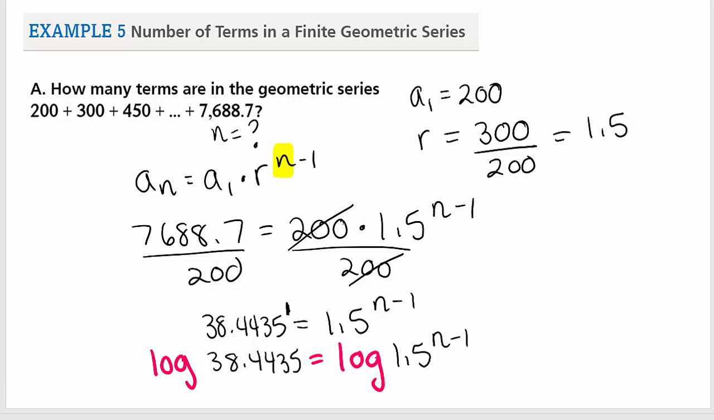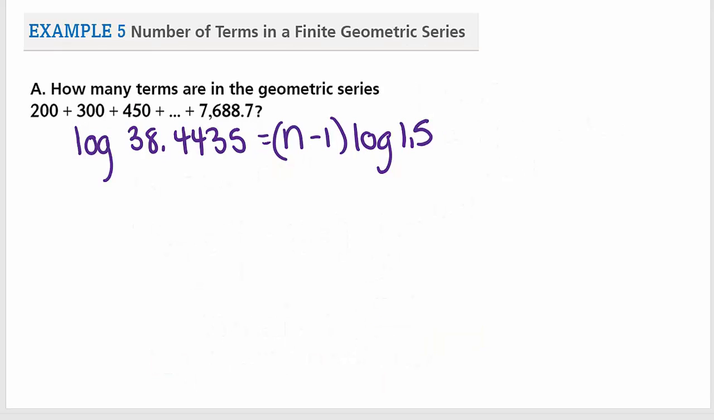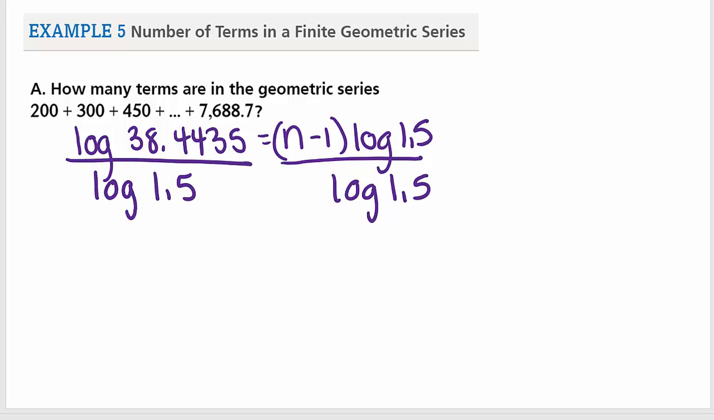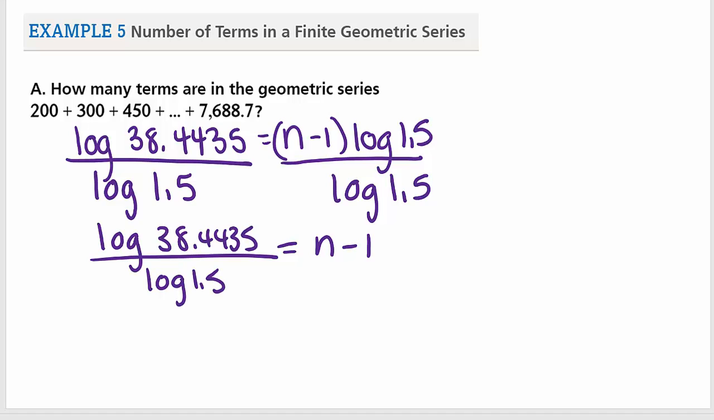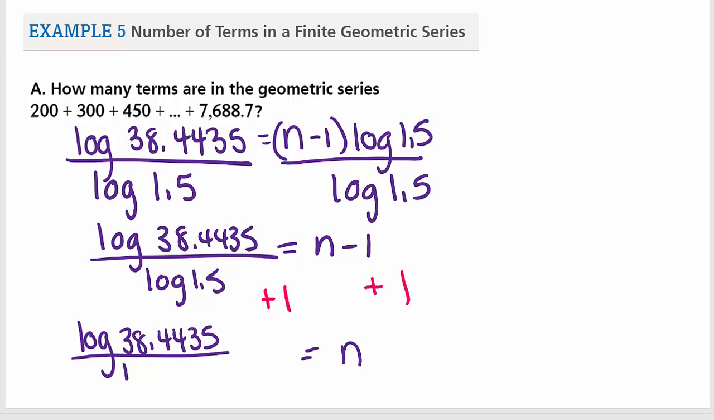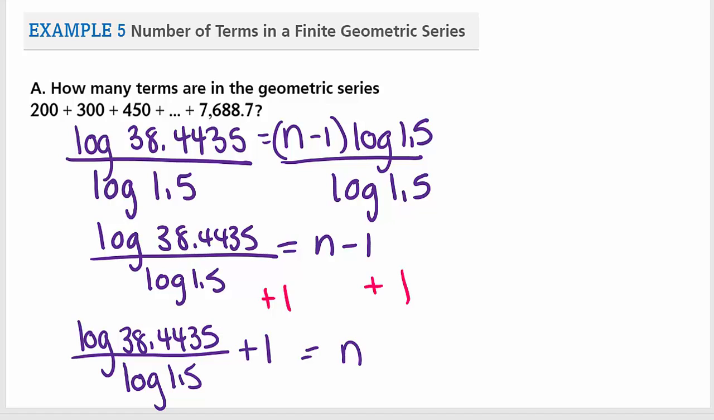Once we insert that log, we can take our exponent and bring that to the front as our multiplier. We're trying to get the n by itself, so we will divide both sides by log of 1.5. So we're left with n minus 1 on the right-hand side and log of 38.4435 divided by log of 1.5. Then we will add 1 to both sides to isolate n. We put that into our calculator and we get approximately 10. Now remember, you cannot have a decimal here because n represents the number of terms.